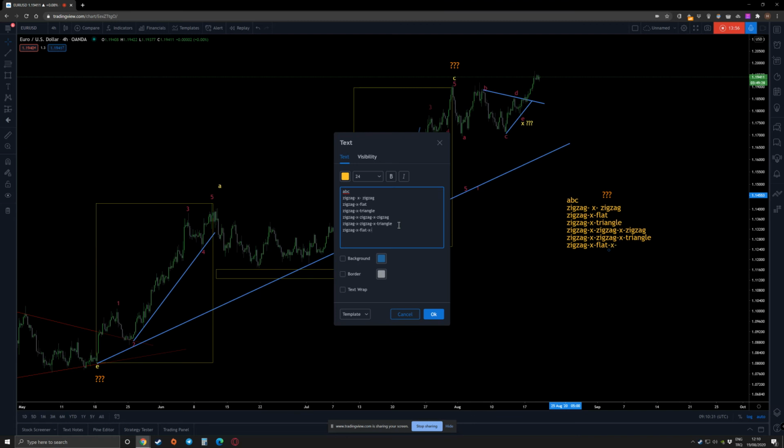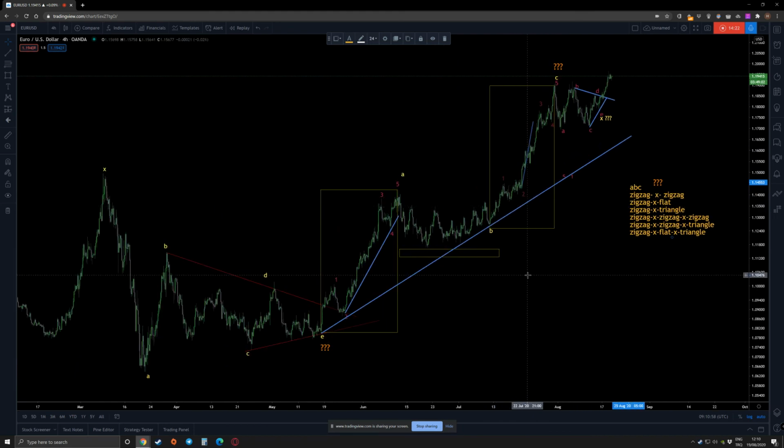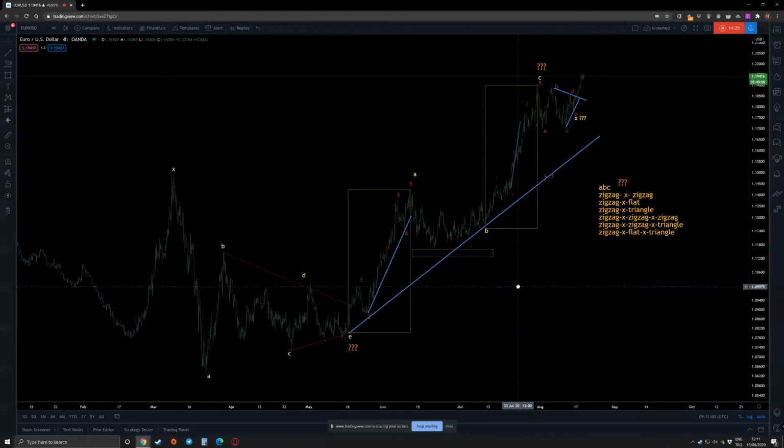X and a triangle. And this is another type that can happen for the triple combination. So now that we did the zigzag, we did the X wave, we may have a flat and then another X wave and a triangle. These are all options. I hope this makes sense, guys. And now it's the waiting game for this chart.